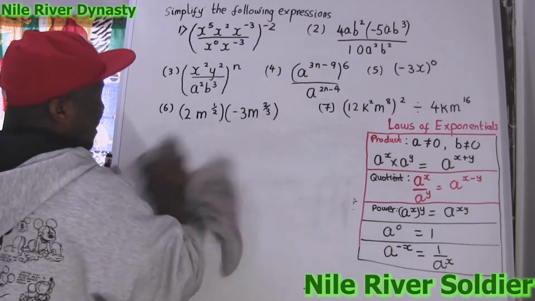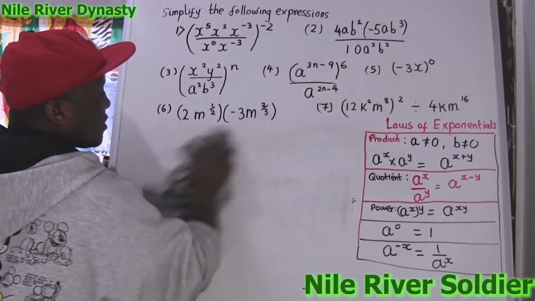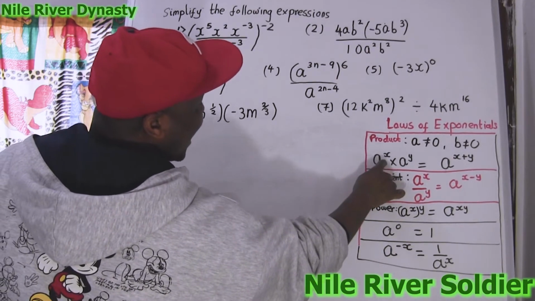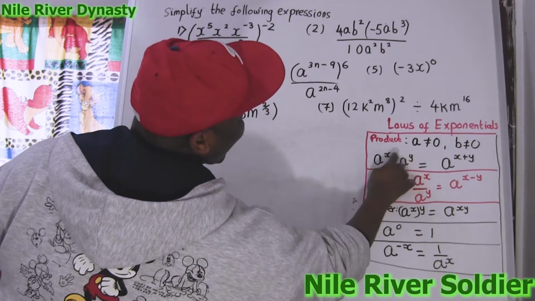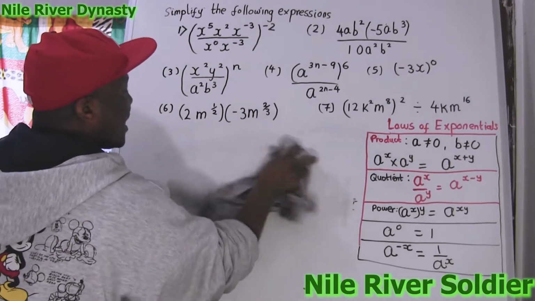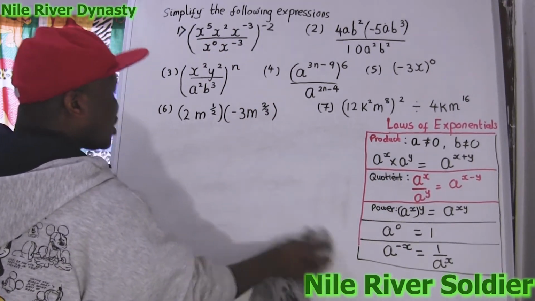Okay, now let's check a few more. Let's go for division now. For multiplication, we know the rule: base a power x times a power y. The bases are the same, so I only write one base and add the powers, x plus y. Okay, now let's go for the division rule, or quotient.